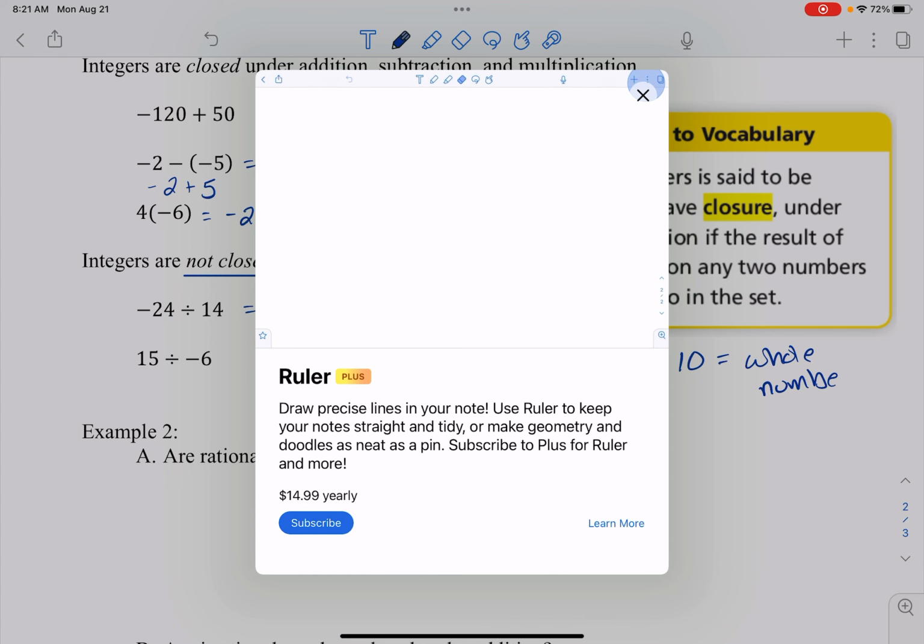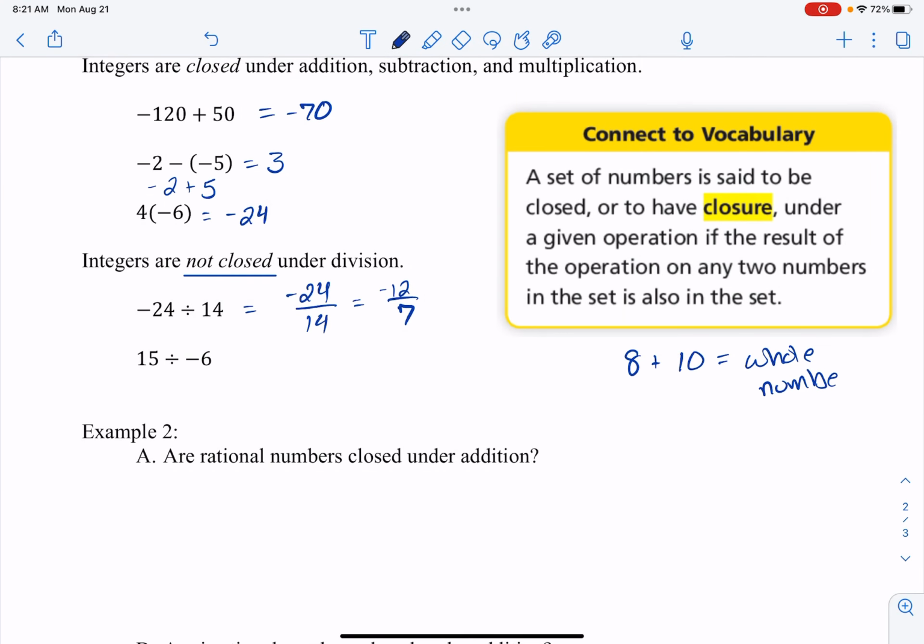Okay, negative 15 over 6. So 15 over negative 6. I can divide that by 3. That gives me negative 5 halves. Again, not an integer, hence why it's not closed under division.